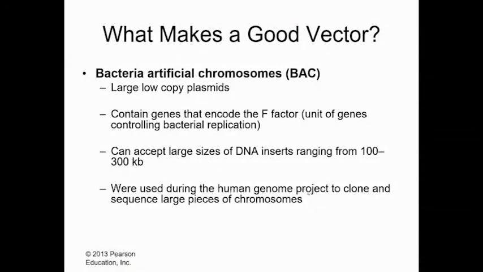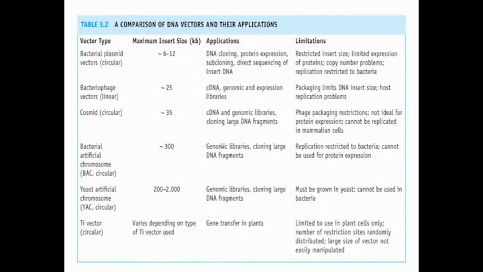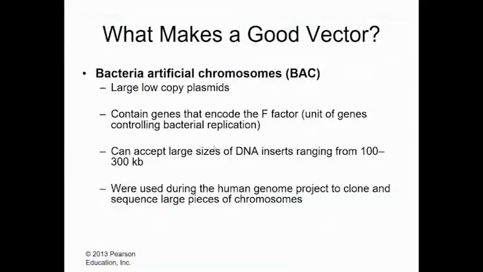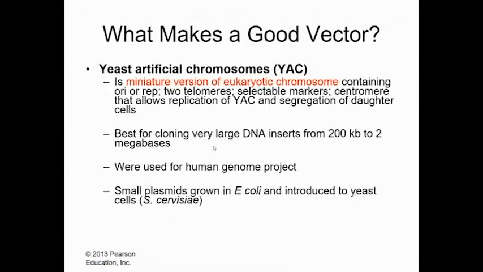It was used during the Human Genome Project so that you can make the genomic library. You clone the DNA fragments and then make the genomic library, and then you can perform the sequencing to get the DNA sequence. That's BAC. And YAC is a miniature of the eukaryotic chromosome that contains the origin of replication and can clone as large as 200 kilobases to 2 megabases.